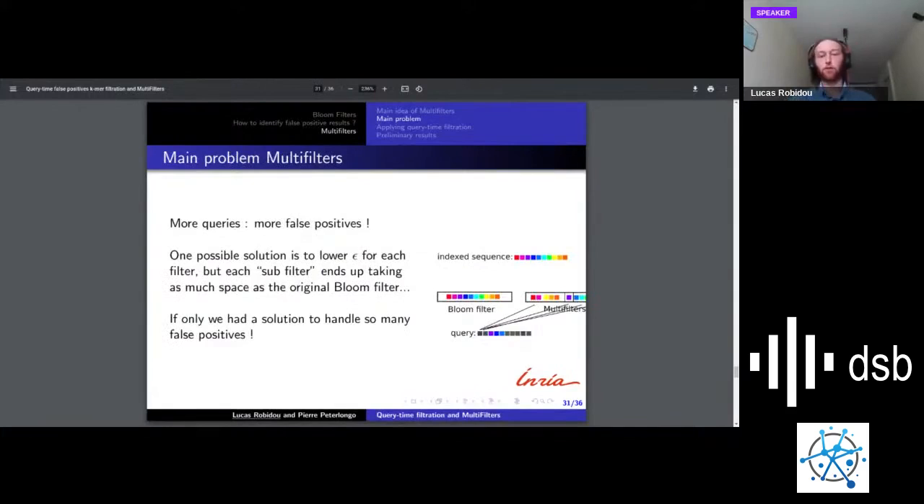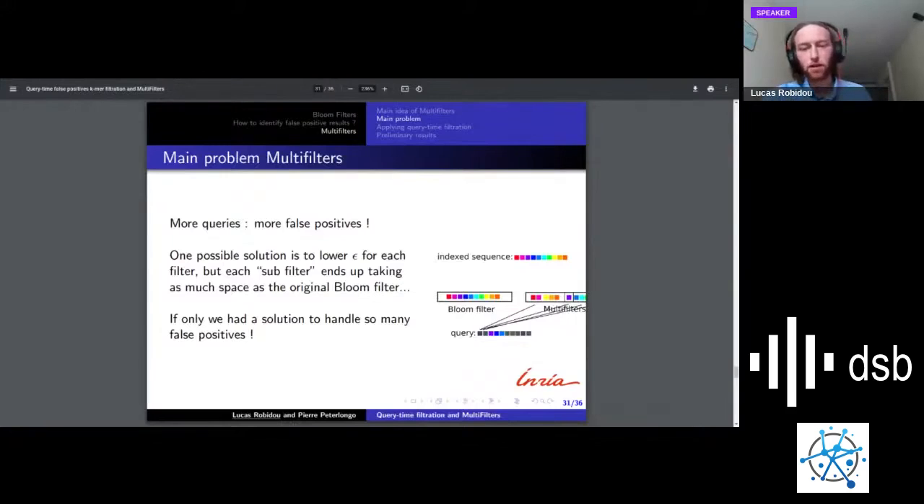However, compared to Bloom filters, as I just said, you have to make a lot of queries, one query per sub-Bloom filter. So you end up having way more chance to have a false positive that arises in one of your sub-Bloom filters. One possible solution would be to lower the false positive rate of each one of your sub-Bloom filters. So the query made of multiple sub-queries would end up having an epsilon just like the original Bloom filters.